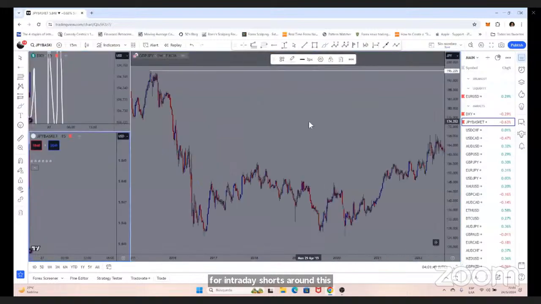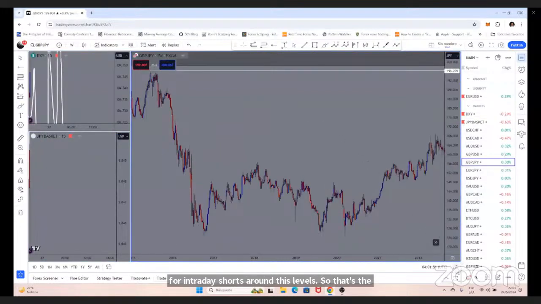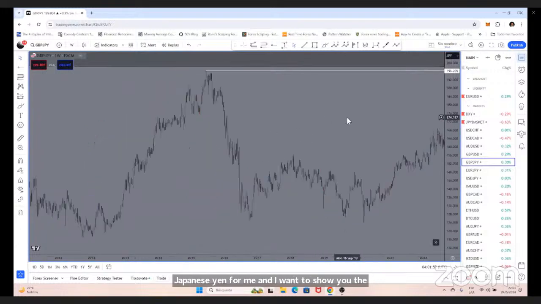So that's the Japanese yen for me, and I want to show you the weekly chart on the pound yen.